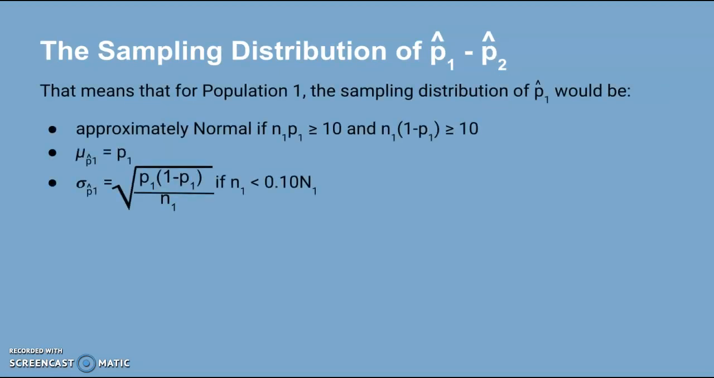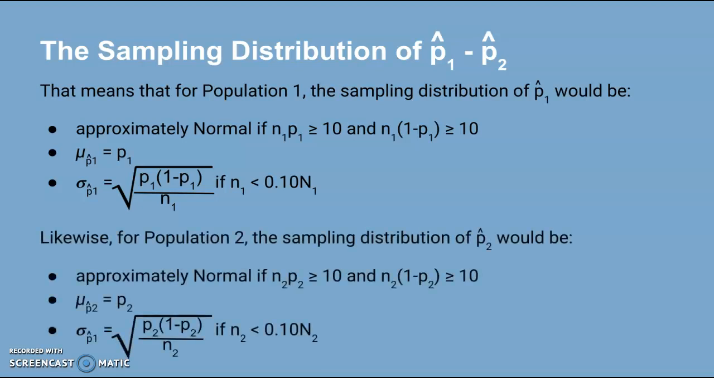Now, that means for each of the two populations we're thinking about, all of those rules apply. We've got the same check for approximate normality, we know how to find the mean of the sampling distribution, and we know how to find the standard deviation. Same thing for population 2. Same formulas, we just use the numbers that are relevant for the second population.